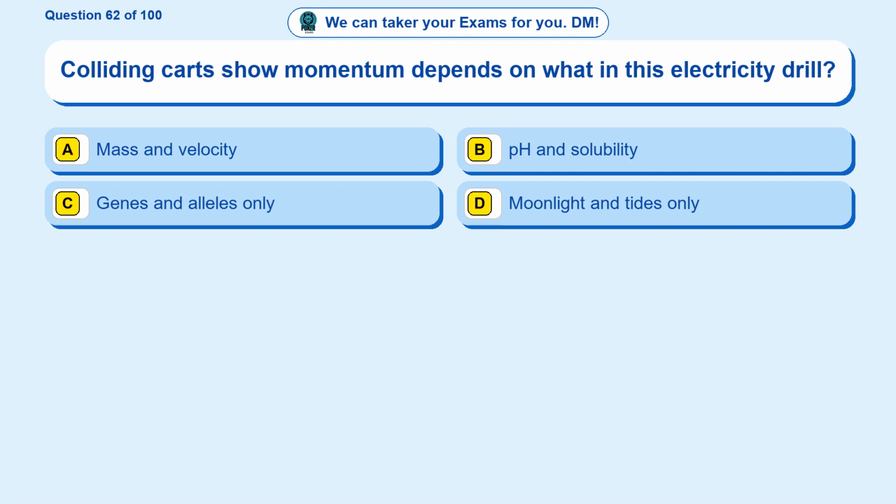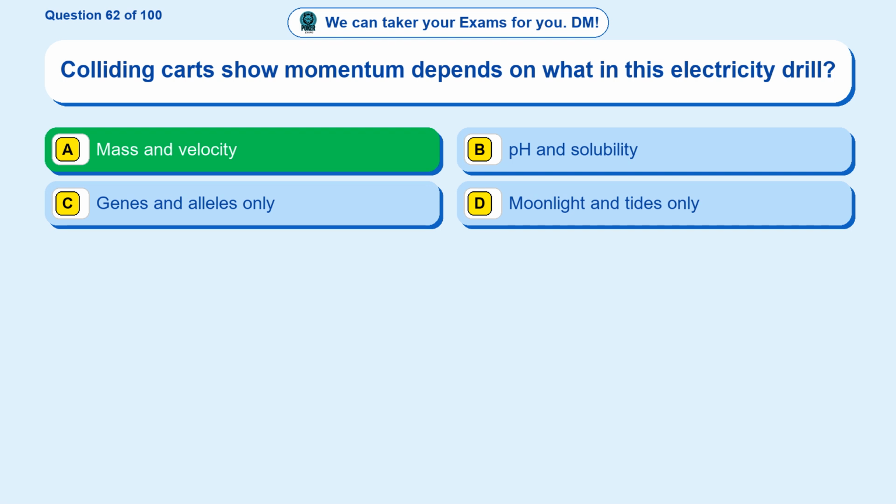Question 62. Colliding carts show momentum depends on what in this electricity drill? Option A, mass and velocity. Option B, pH and solubility. Option C, genes and alleles only. Option D, moonlight and tides only. The correct answer is option A.